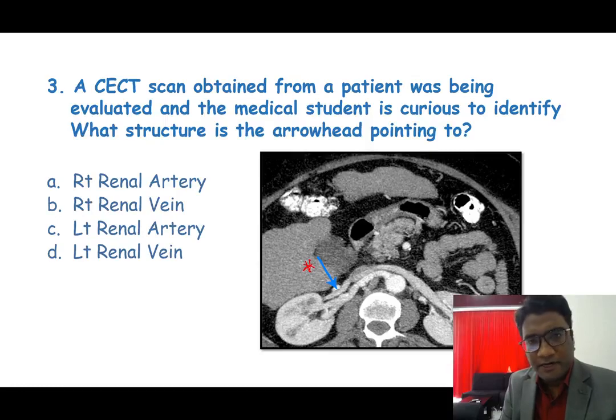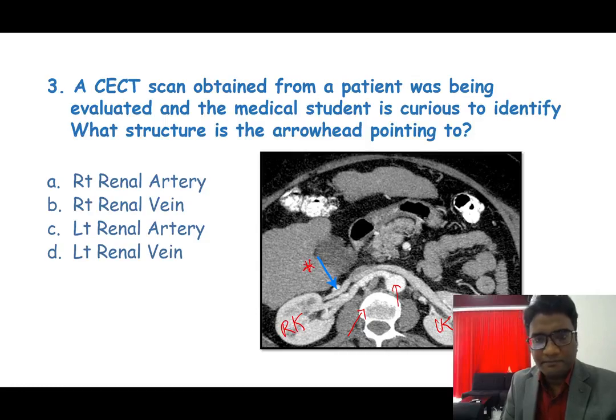By looking at the contrast CT, you can see that the bones are white and the contrast appears white, right? So this is a contrast enhanced CT scan. And this side is the right side in the CT scans. So this is the right kidney, and this is the left kidney that you have here. Now he's asking you what is the structure marked by the arrow?